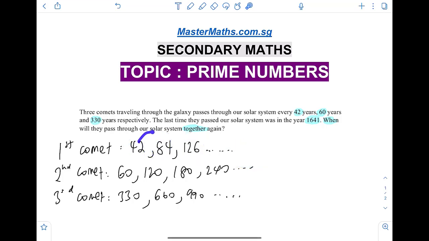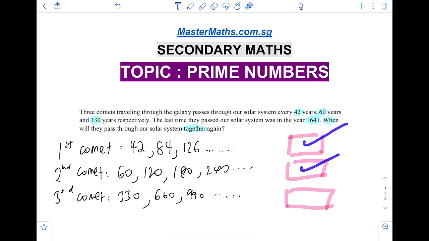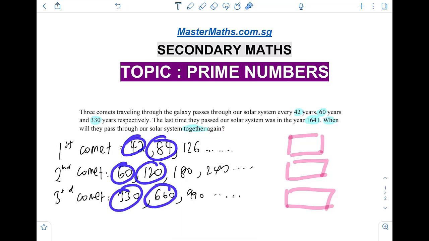Okay, and they are all multiples of their own number: multiples of 42, multiples of 60, multiples of 330. So there will be one time that they will all pass through again together at the same number of years. So this will be a common number. In fact, this will be the lowest common multiple. Why multiple? Because you are dealing with the multiples of these respective numbers.